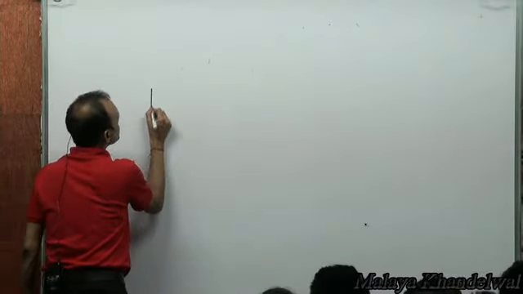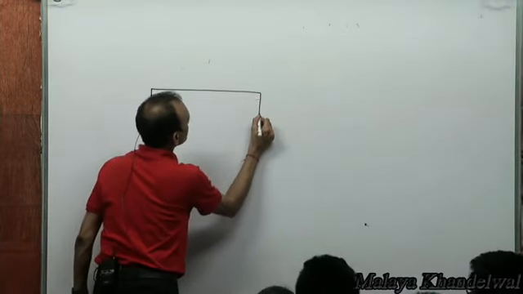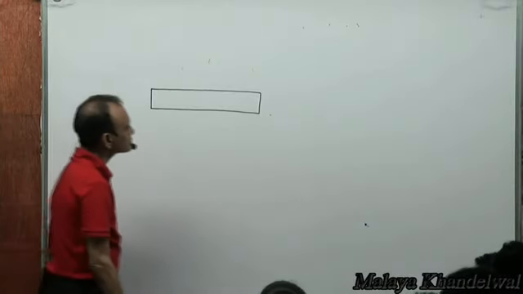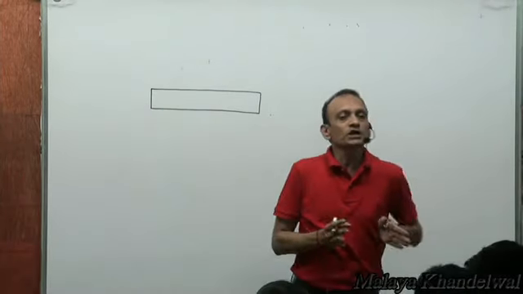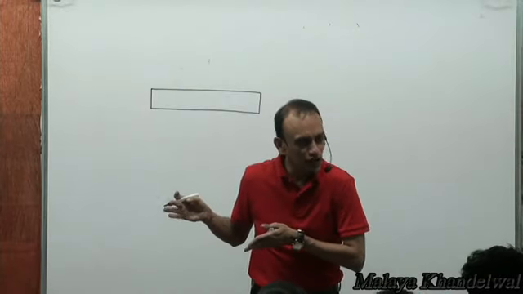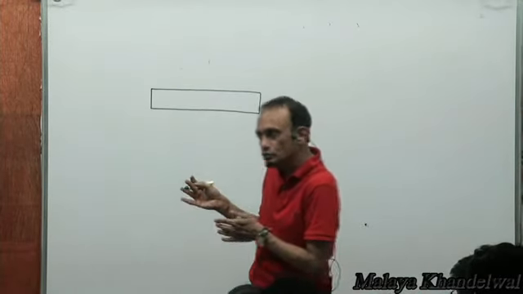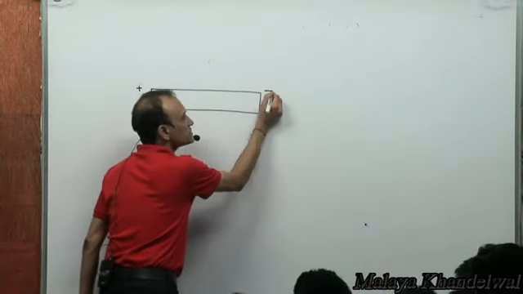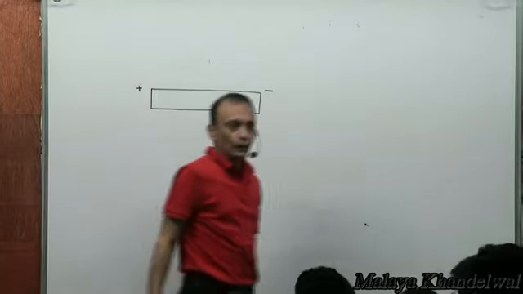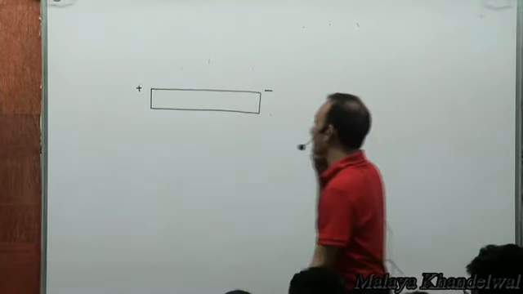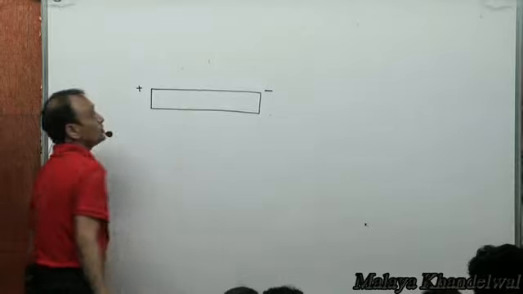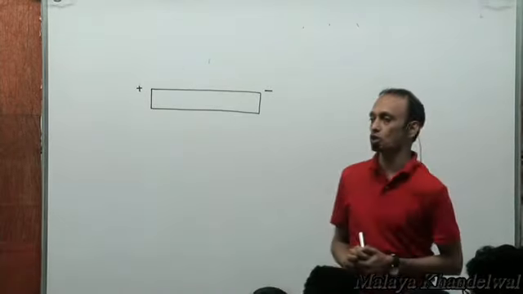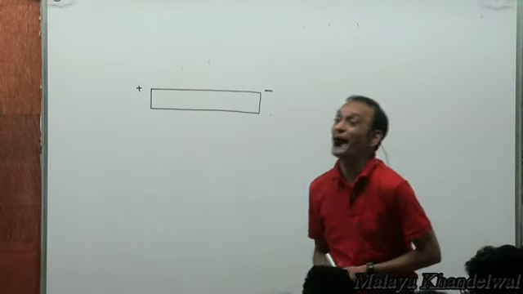So, if this was a resistor or a conductor, I want a current to flow through this. What must I do? I must maintain a potential difference across its ends. The mechanism that helps you maintain a potential difference across the ends of a conductor is called a battery.